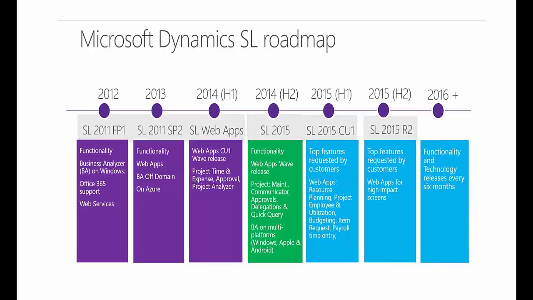They also added the ability to run Business Analyzer on multiple platforms. You can run that now on your smartphone, from an iPad, from a lot of different platforms. There's actually an app for Business Analyzer that you can download too. And then the first blue box is CU1. That's the release we're at right now. They've added resource planning, project employee and utilization, budgeting, project budgeting, item requests, and payroll time entry as well.